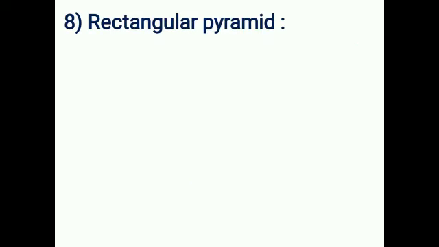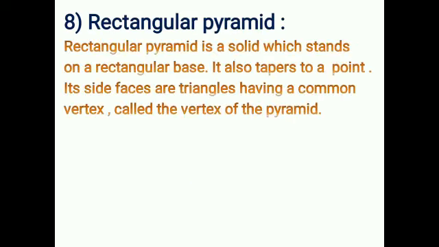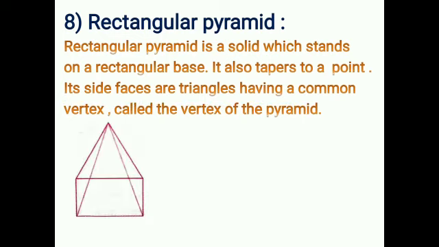Now the next type is the rectangular pyramid. A rectangular pyramid is a solid which stands on a rectangular base. It also tapers to a point. Its side faces are triangular, having a common vertex called the vertex of the pyramid. The condition for a rectangular pyramid is that the base is a rectangle. There are four faces: this one is one, this is the second, this is the third, and this is the fourth. All these faces are triangles and they meet at one point. So this is called a rectangular pyramid.